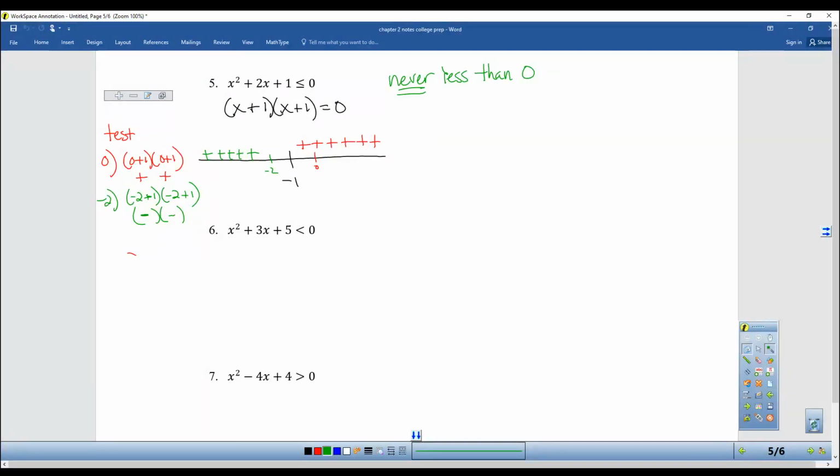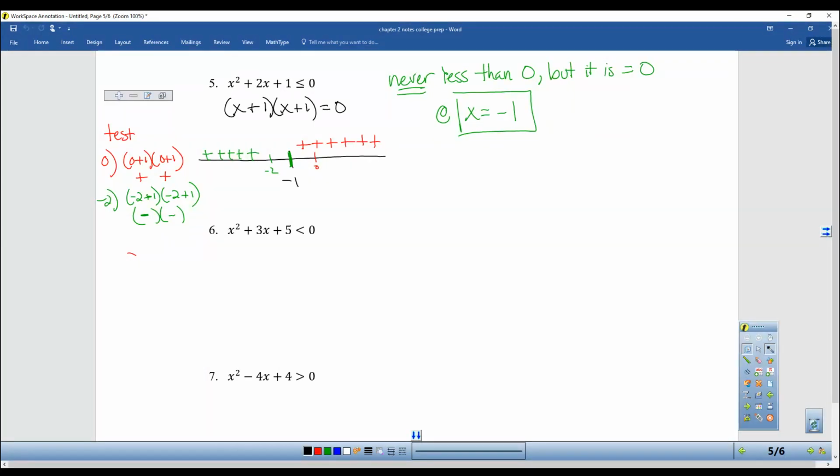Okay, this is another tricky one though, because the question actually says, where is it less than or equal to 0? Well, remember, this marks the spot where it's equal to 0. So the only answer is at x is equal to -1. That is the only answer. So it's never less than 0, but it is equal to 0 at x is equal to -1.